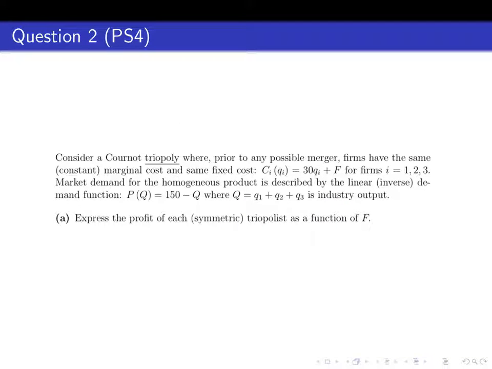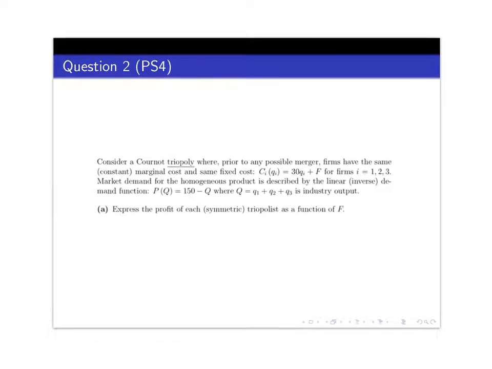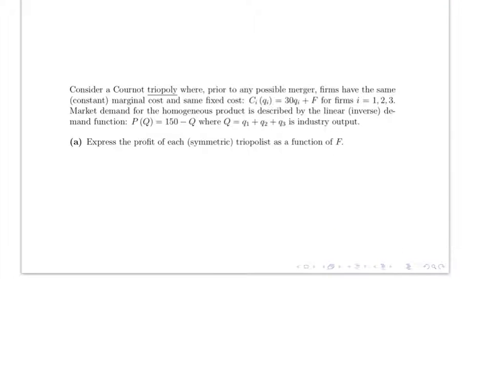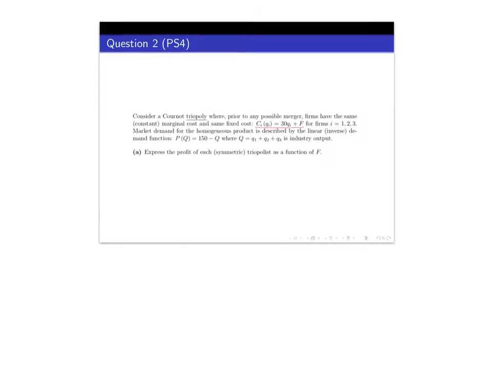All right. I anticipated your answer, and here's question 2. Good. So here, Cournot triopoly, where prior to any possible merger, the firms have the same constant marginal cost and the same fixed cost. So this is the cost function for all 3 firms prior to the merger. Market demand is for a homogeneous product, described by the same linear inverse demand function. Part A: express the profit of each symmetric triopolist as a function of f.